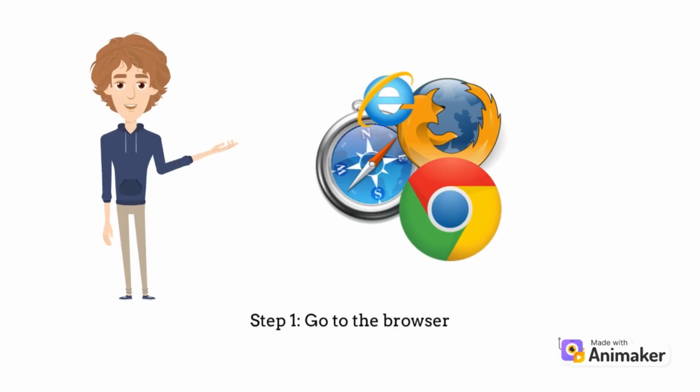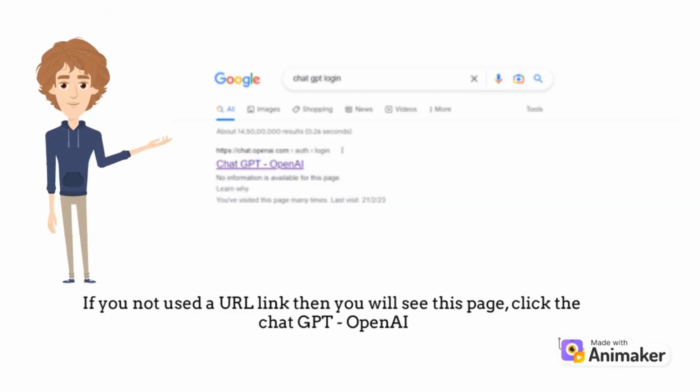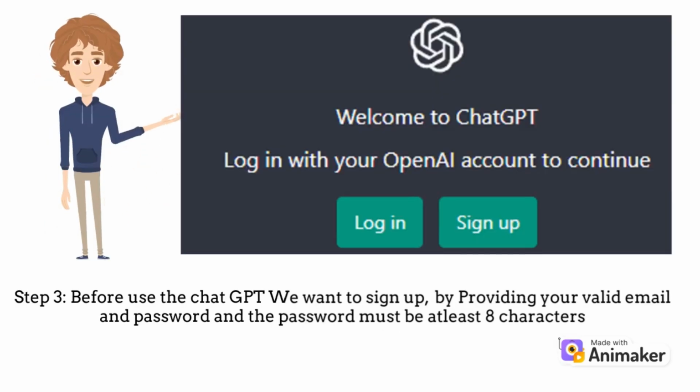Step 1. Go to the browser. Step 2. Type the words ChatGPT login in the search bar. Or, you can use the URL link which I have provided in the description box. If you use the URL link, you can directly reach the login page. If you have not used the URL link, then you will see this page. Click ChatGPT OpenAI.